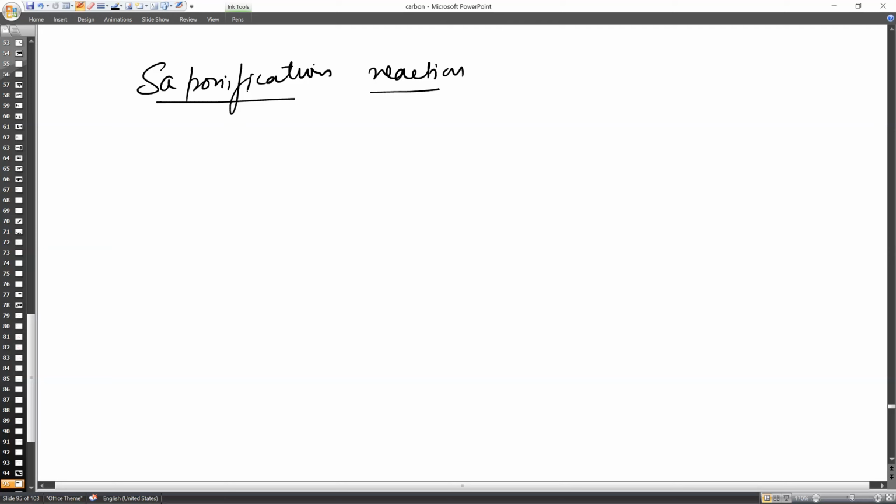In the saponification reaction, what we are going to study here is, simply, a reaction between esters and NaOH. Okay. And do you know what esters are?